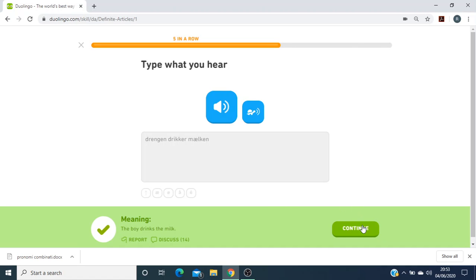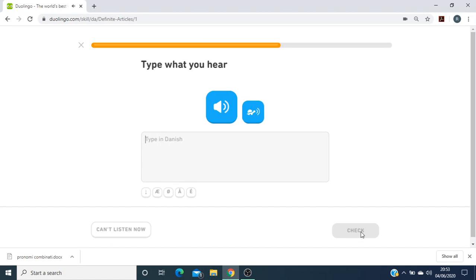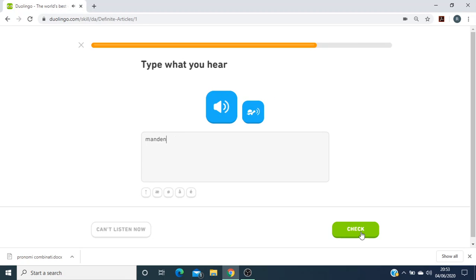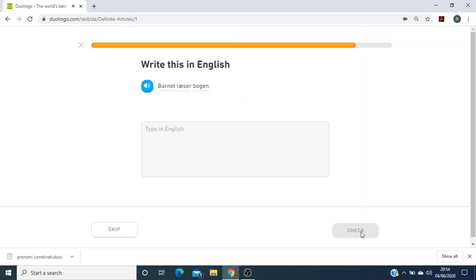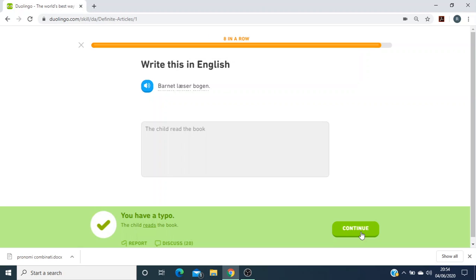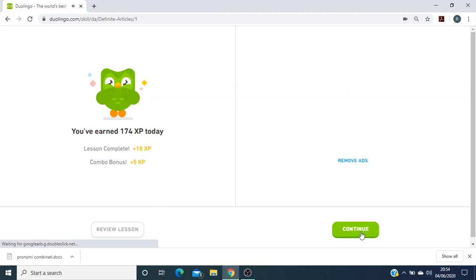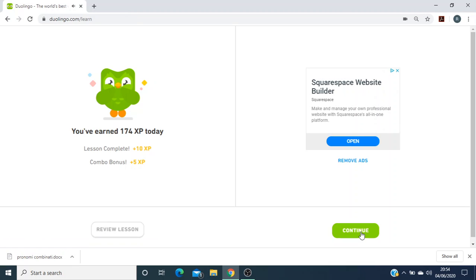Han spiser sandwichen. That's he eats the sandwich. Manden drikker kaffen. The man drinks the coffee. Barnet læser bogen. That's the child reads the book. There we go. Now, thankfully, these lessons are quite short, so we should be able to do all eight of them reasonably quickly.